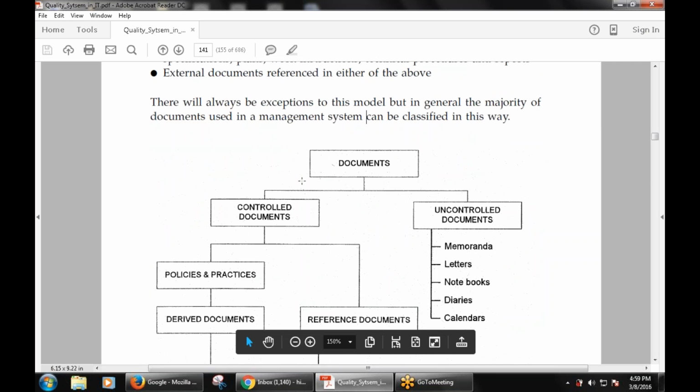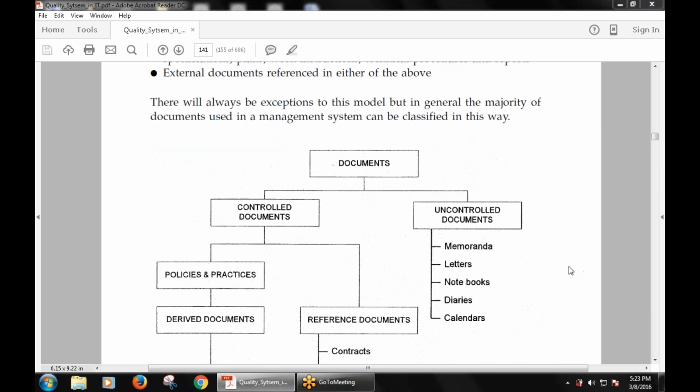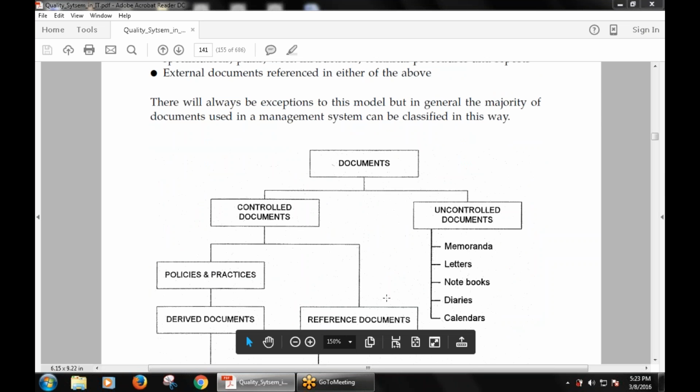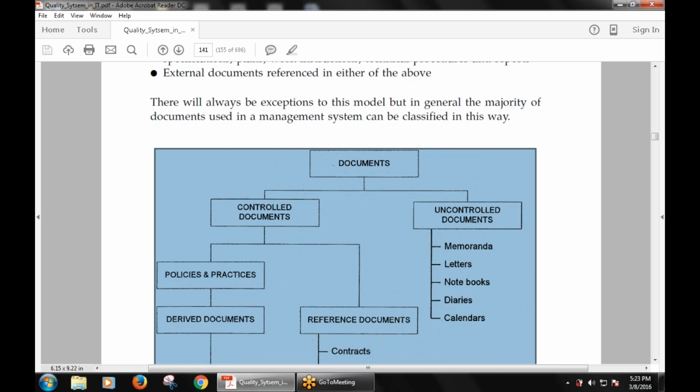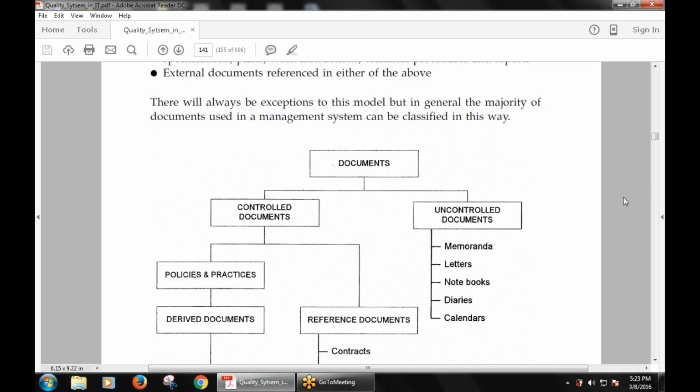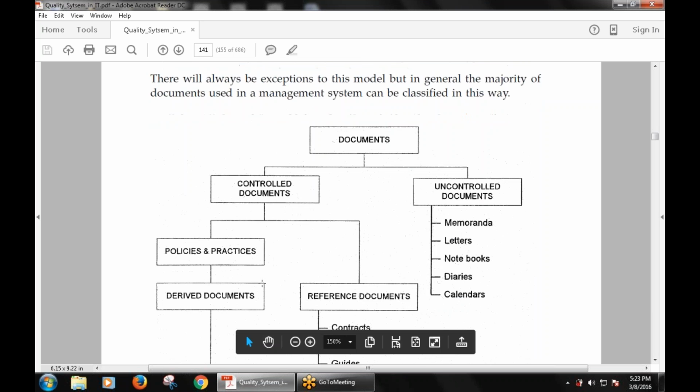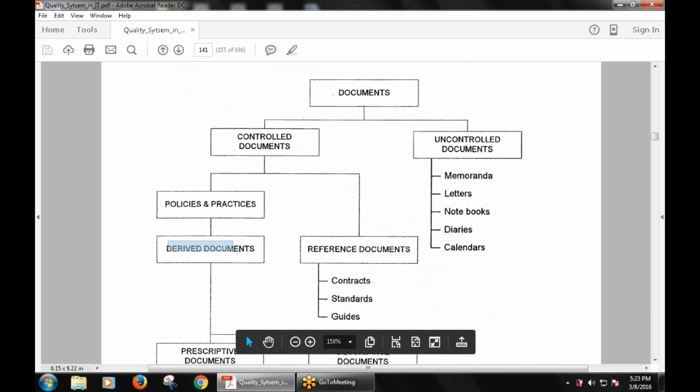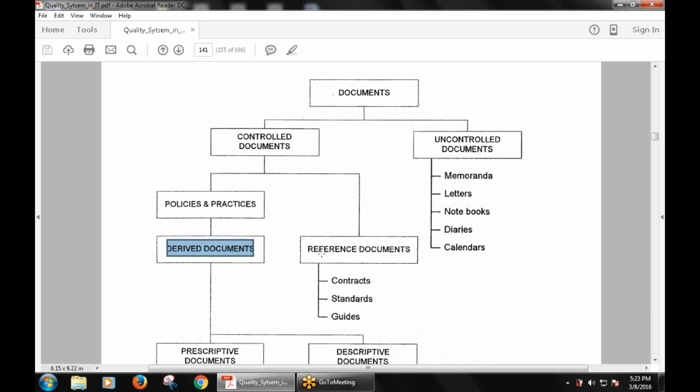Now what is the classification of the documents? There are two categories of document: a controlled document and an uncontrolled document. Controlled documents include the policies and the procedures that are followed. Policies and procedures also provide the derived documents, and the controlled documents are also divided into the reference documents.